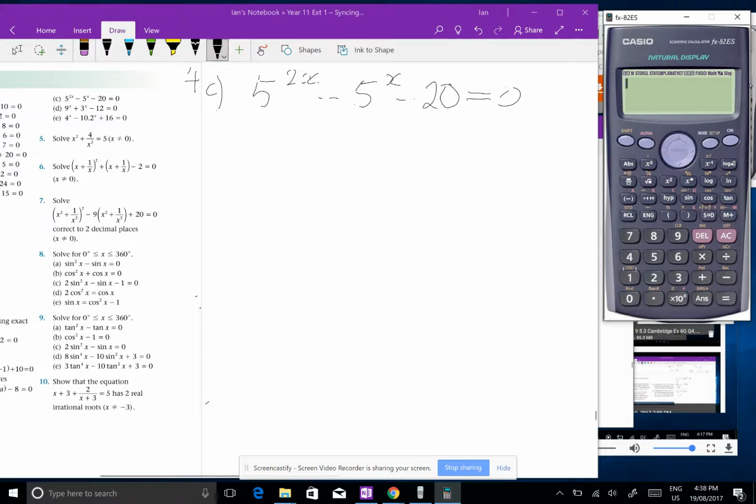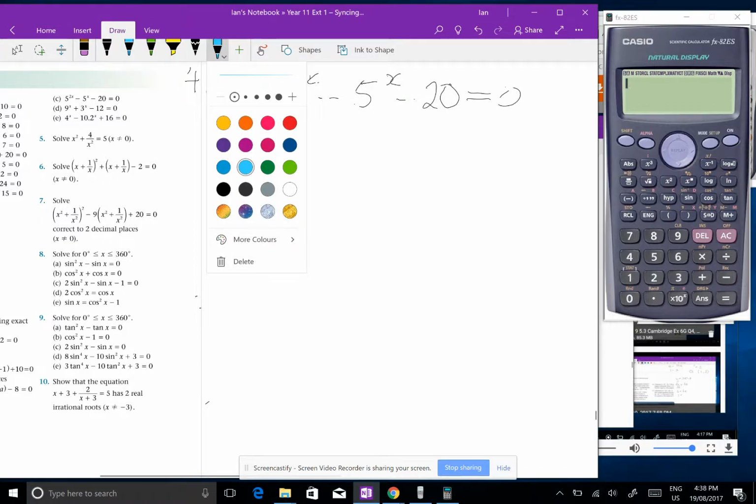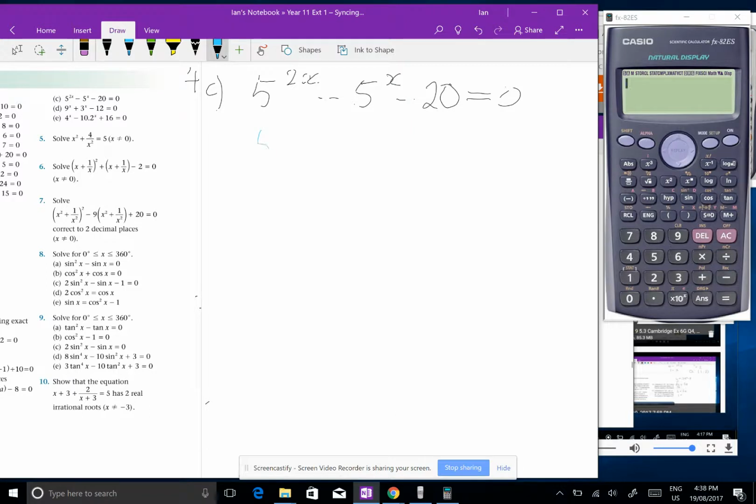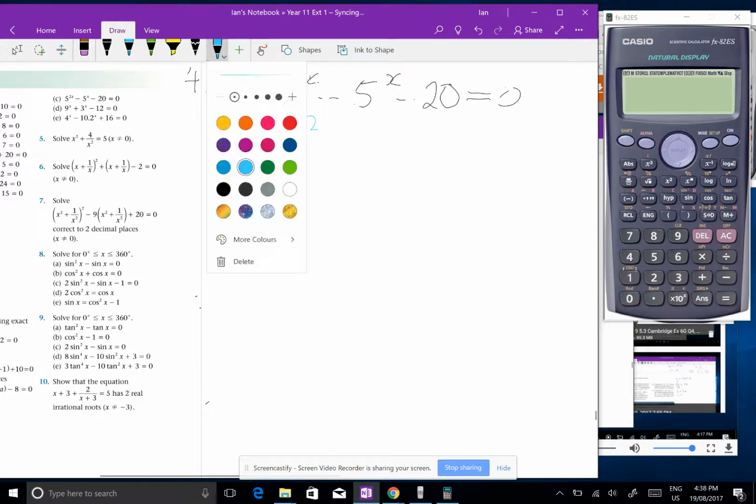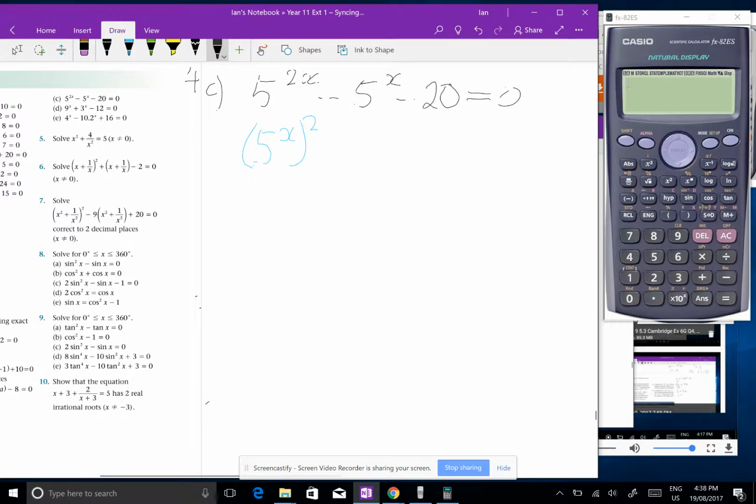Now, remember that we can write 5 to the 2x as 5 to the x squared. And that'll help us now because we're going to let u equal 5 to the x. And now our equation becomes u squared minus u minus 20 equals 0.